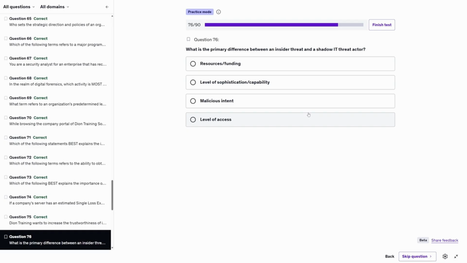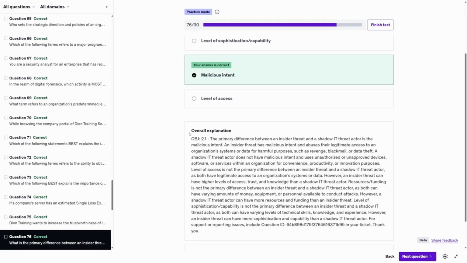What is the primary difference between an insider threat and a shadow IT threat actor? And here the difference would be malicious intent. The primary difference between an insider threat and a shadow IT threat actor is the malicious intent. An insider threat has malicious intent and abuses their legitimate access to an organization's systems or data for harmful purposes such as revenge, blackmail, or data theft. A shadow IT threat actor does not have malicious intent and uses unauthorized or unapproved devices, software, or services within an organization for convenience, productivity, or innovation purposes.